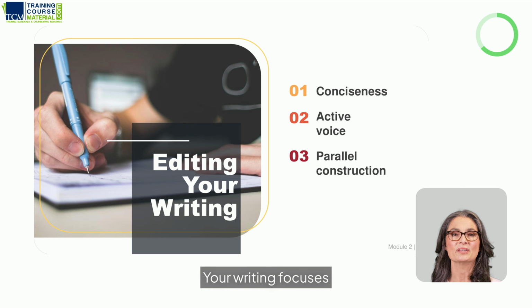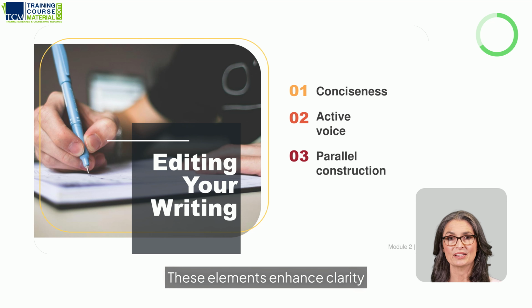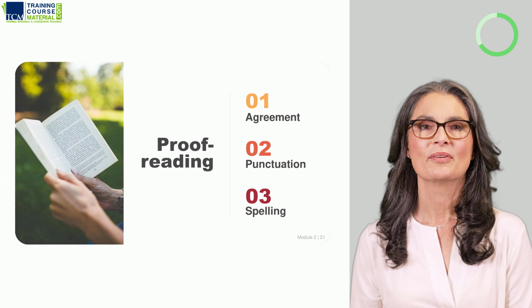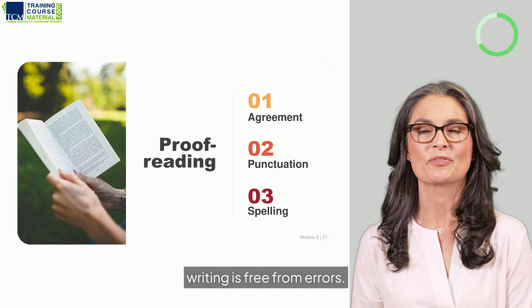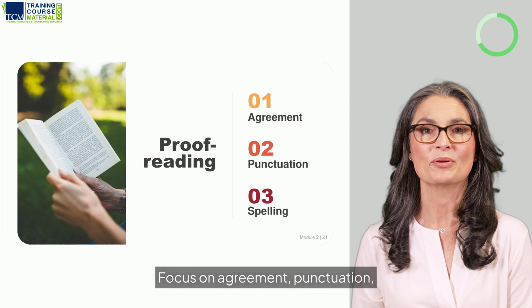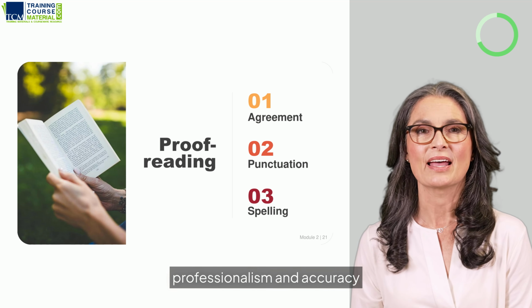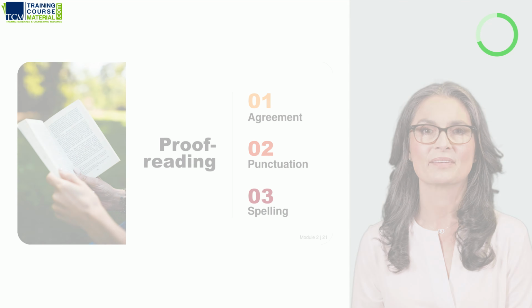Editing your writing focuses on conciseness, active voice, and parallel construction. These elements enhance clarity and readability, making your writing more impactful. Proofreading ensures your writing is free from errors. Focus on agreement, punctuation, and spelling to maintain professionalism and accuracy in your documents.